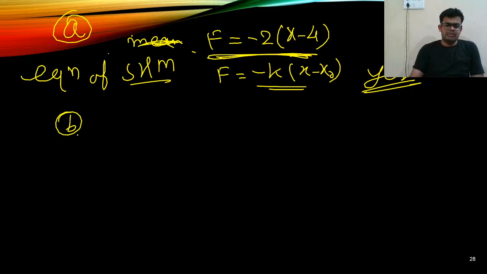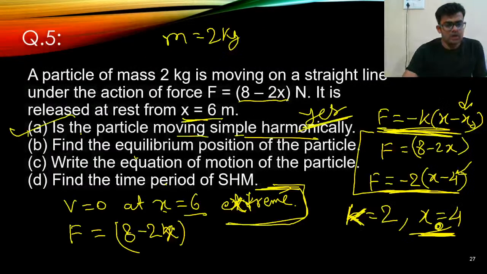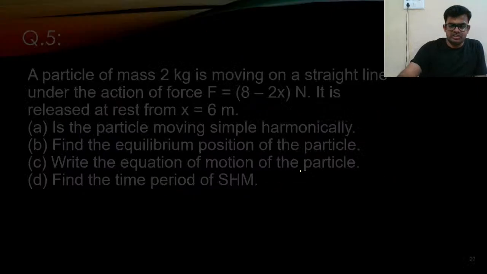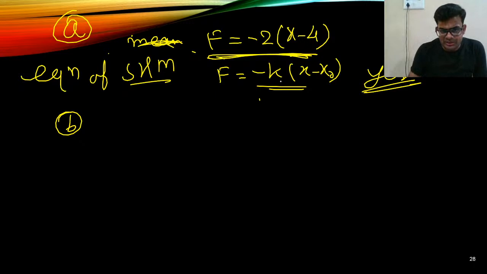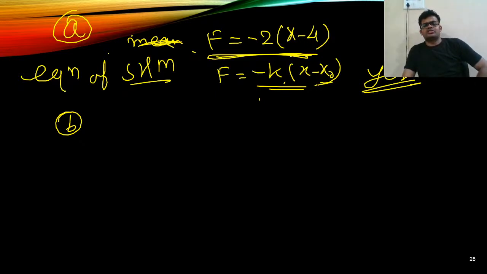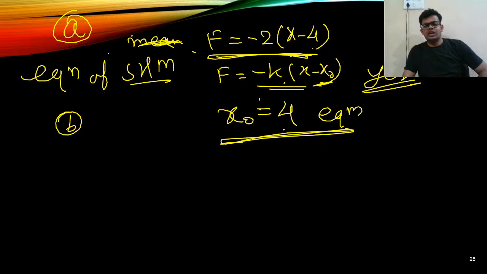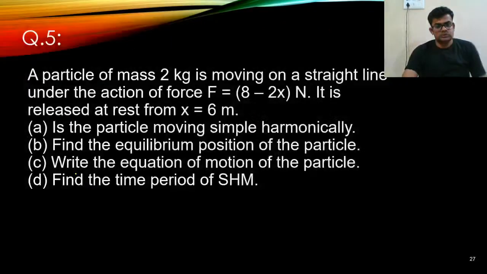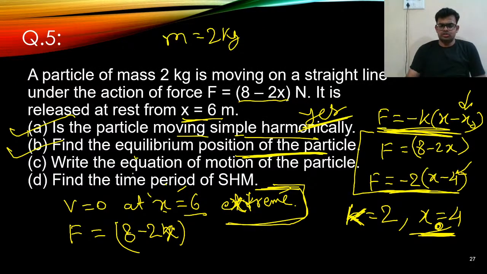Next, question number B. Find the equilibrium position of the particle. What is the equilibrium position? So look at this. F is equal to minus k into x minus x naught. This x naught is called equilibrium. So I will say directly x naught is equal to 4 is the equilibrium. That's all. So the answer for B is that the equilibrium position is x naught is equal to 4. I hope you are getting it. Very, very important. Question number 2 is solved.